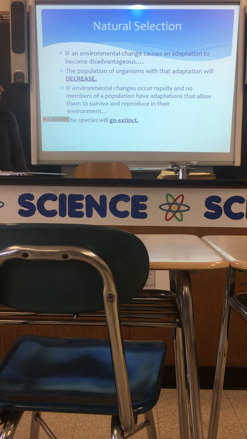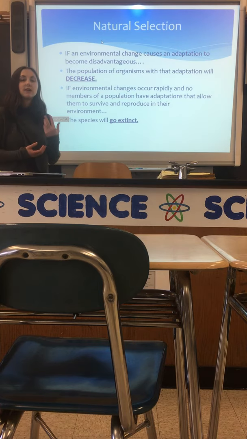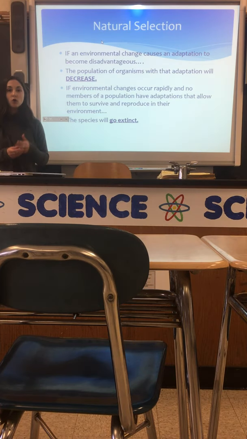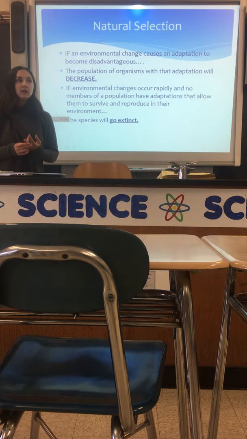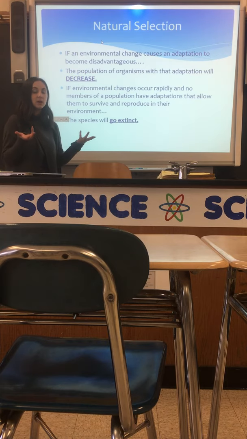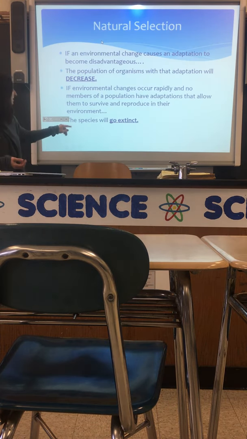And if an environmental change occurs rapidly and no members of a population have an adaptation that allows them to survive and reproduce in that environment, what's going to happen? They're going to go extinct, right? So think back to that initial definition of an adaptation. It occurs over a long period of time. This just doesn't happen overnight. So if you have a massive environmental change and there are no organisms in a species that are adapted to survive in that environment anymore, that population will go extinct, okay? So it does have to happen over a period of time.